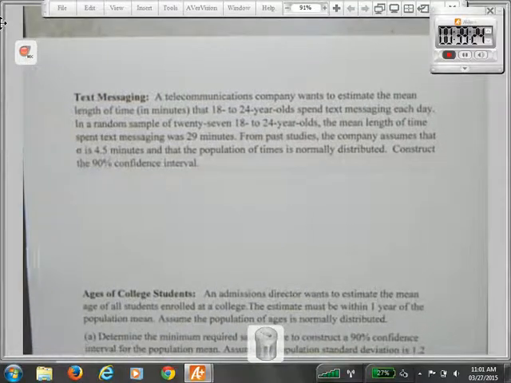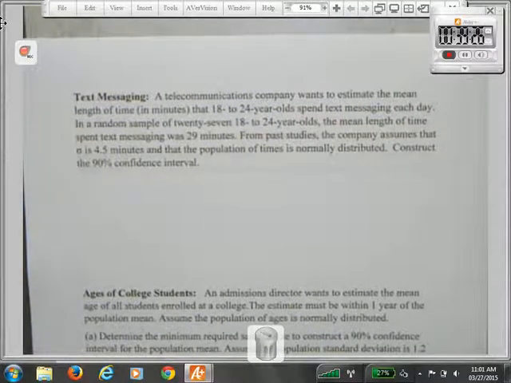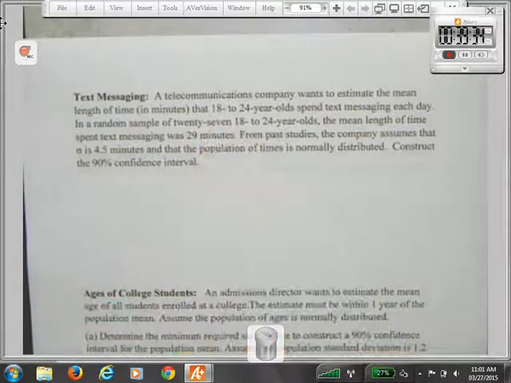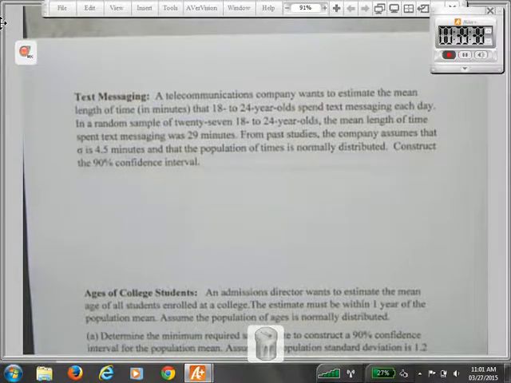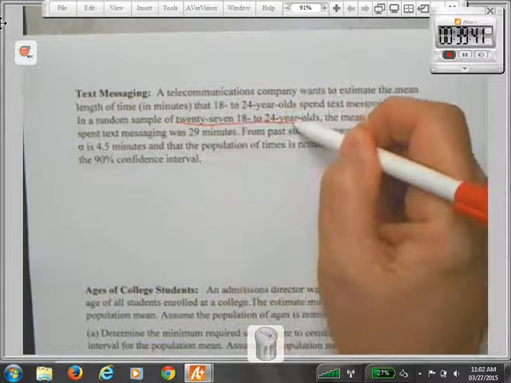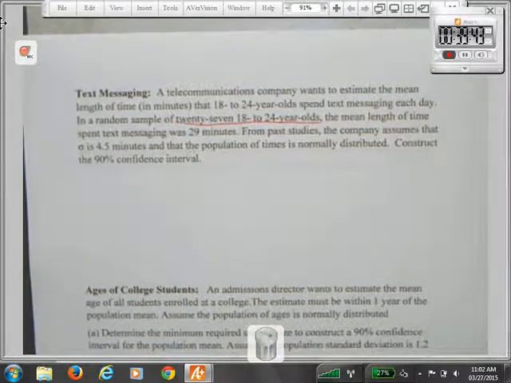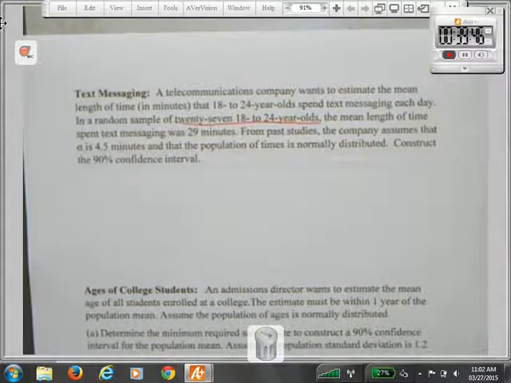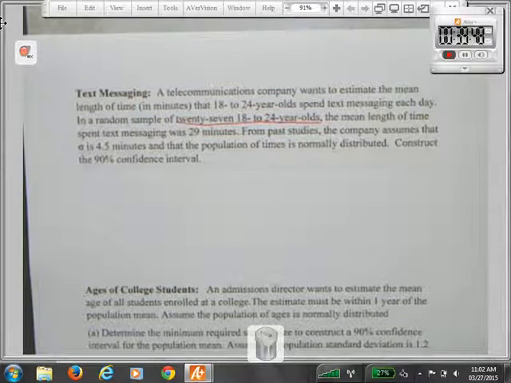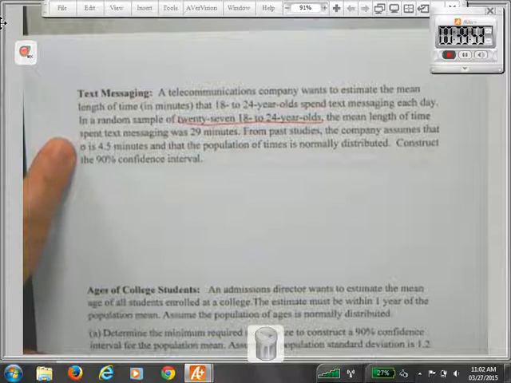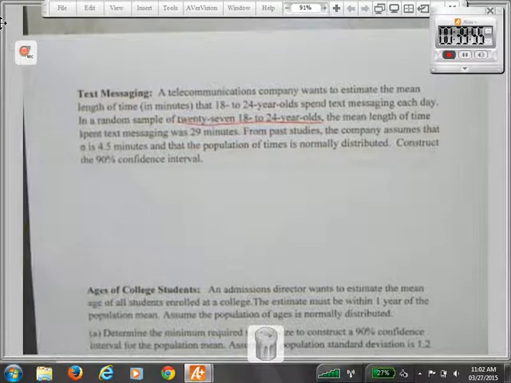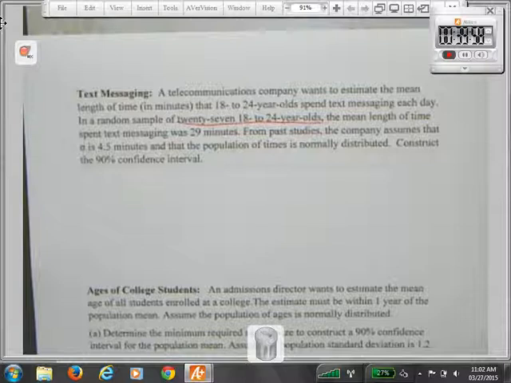All right, a text messaging question. A telecommunications company wants to estimate the mean length of time in minutes that 18 to 24-year-olds spend text messaging each day. In a random sample of 27 18 to 24-year-olds, the mean length of time spent text messaging was 29 minutes. From past studies, the company assumes that sigma, or the standard deviation, is 4.5 minutes, and that the population time is normally distributed. Construct the 90% confidence interval.